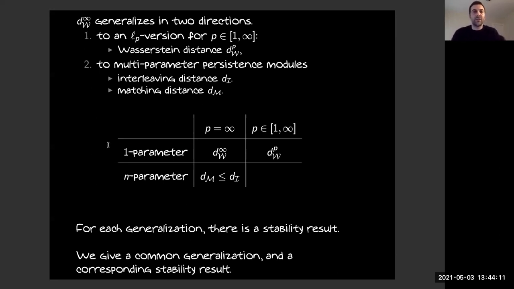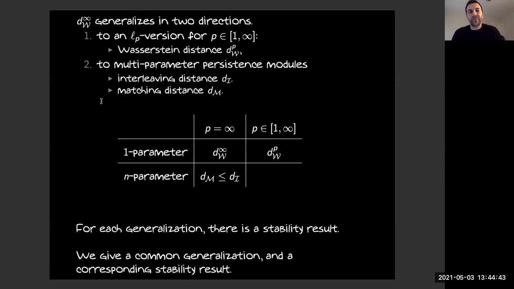So as I see it, there are two major directions of generalization of the bottleneck distance in the literature, both of which are quite well known by this point. First, you can generalize the bottleneck distance to an LP version that is called the Wasserstein distance. I'm going to denote it like this. This was the reason that I chose this notation for the bottleneck distance. We'll see that the bottleneck distance is like the p equals infinity case of this Wasserstein distance.